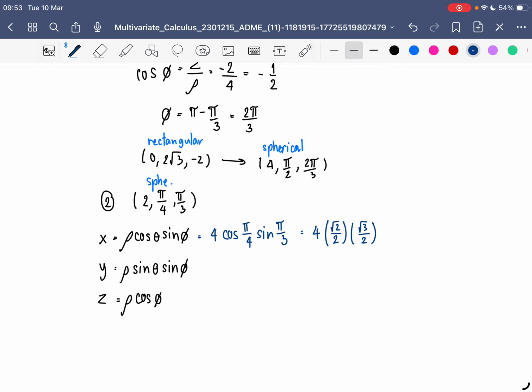So it's root 6. Oh, sorry, it's 2, right? So it's square root 6 over 2. Y is 2 sine pi over 4 sine pi over 3. This is 2, sine pi over 4 is square root 2 over 2. Sine pi over 3 is again square root 3 over 2. So square root 6 over 2.